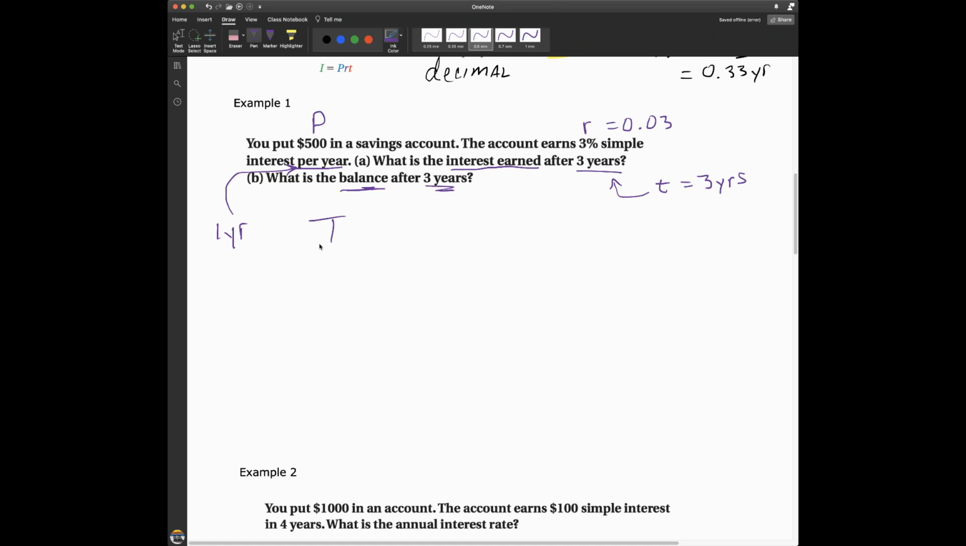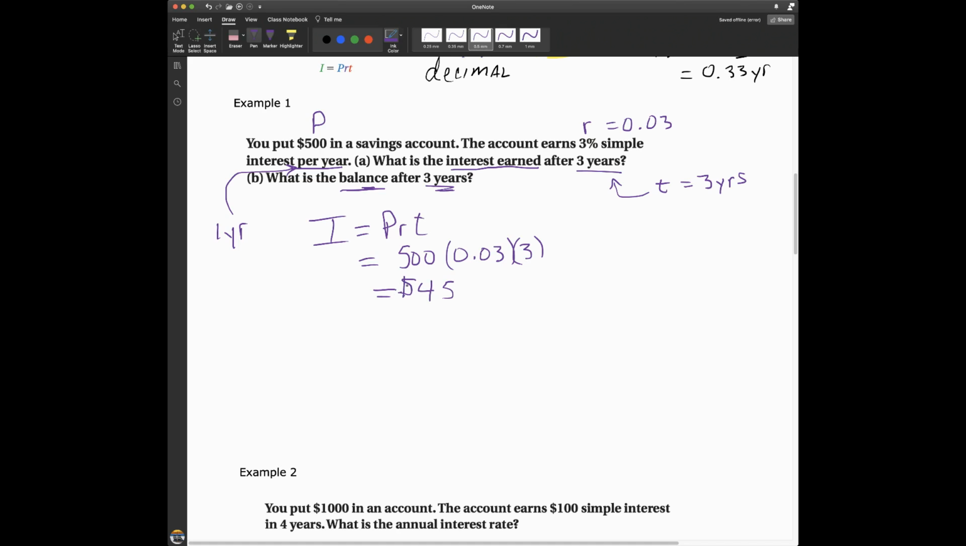So we always start with the formula. Interest equals the principal times the interest rate times the time. And then we plug in our values. 500 times 0.03 times the time, which is 3. And then we grab our calculator and put in the numbers. 500 times 0.03 times 3, and we end up with this number here, which is 45.